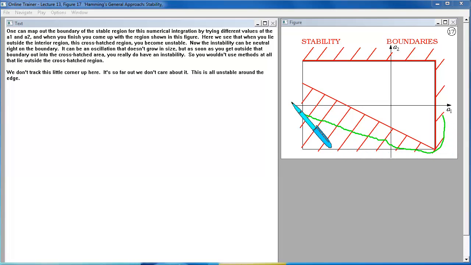We don't track this little corner up here. It's so far out we don't care about it. But this is all unstable around the edge.